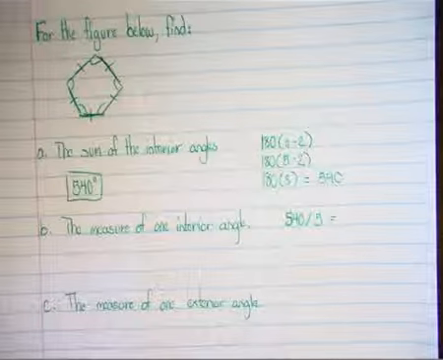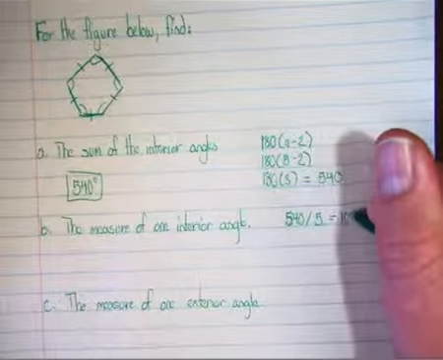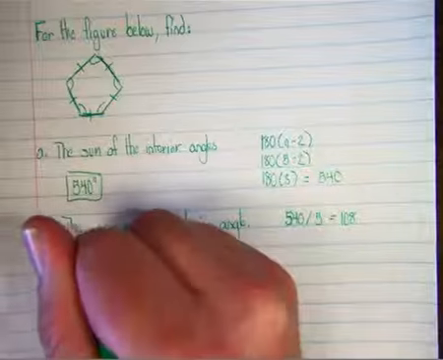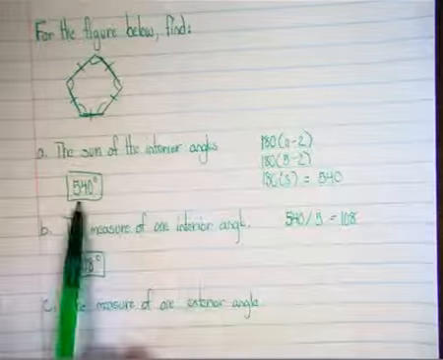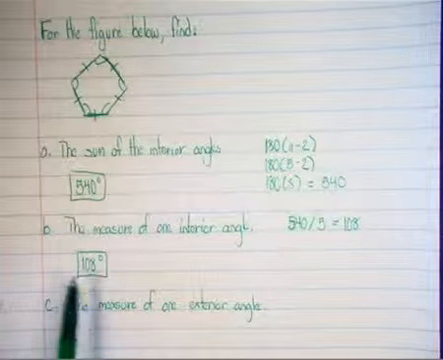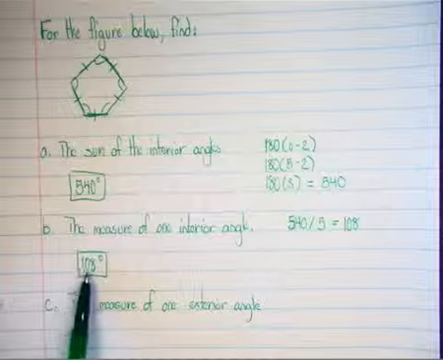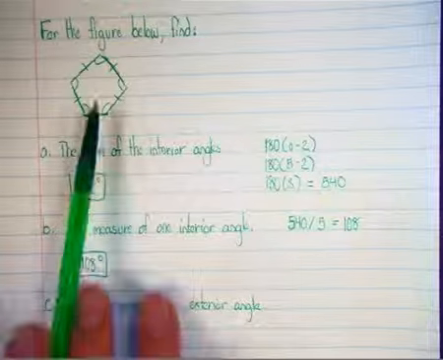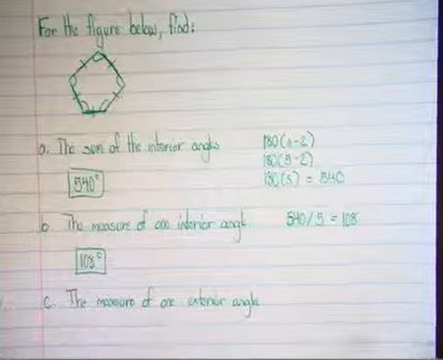And if we do 540 divided by 5, that's going to be 108 degrees. So again, all I did to find that was I took the sum of the angles and then I divided by how many angles there are, and that tells me how many degrees each one is worth. Now note that that only works for regular figures. That's not going to work for an irregular pentagon.